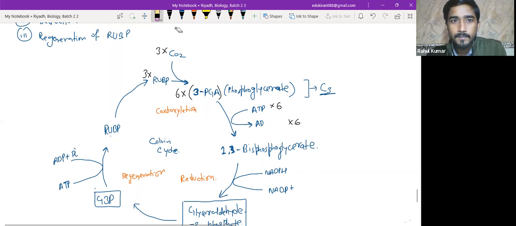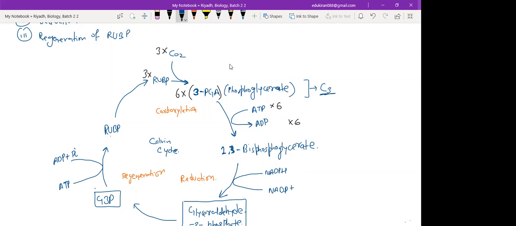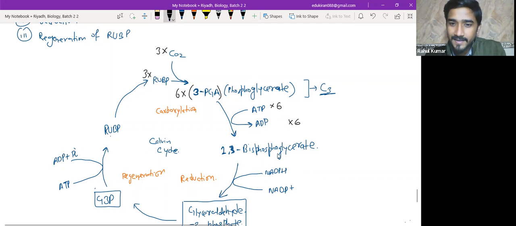Why will this Pi not come out? Can anyone tell me? It's a silly mistake. Because we are adding phosphate. Yes. So that one Pi is getting added. It's becoming bisphosphoglycerate, na? But 6 ADPs will come out.